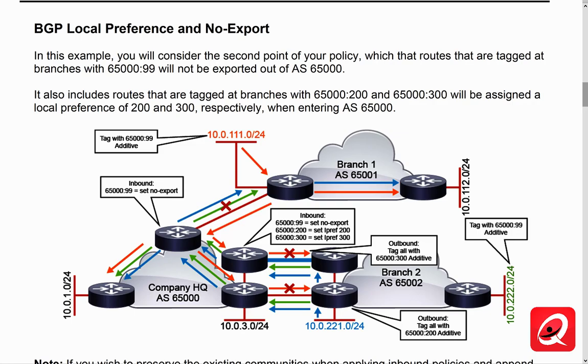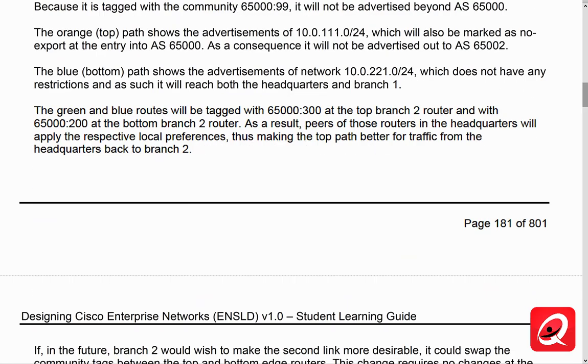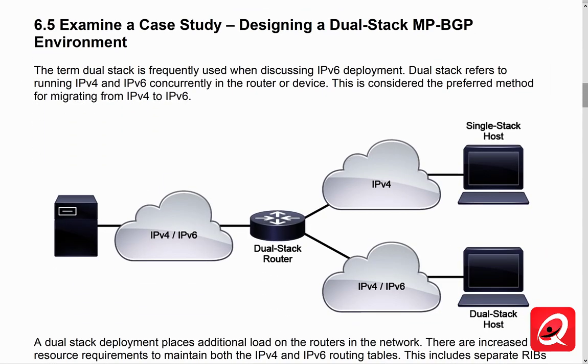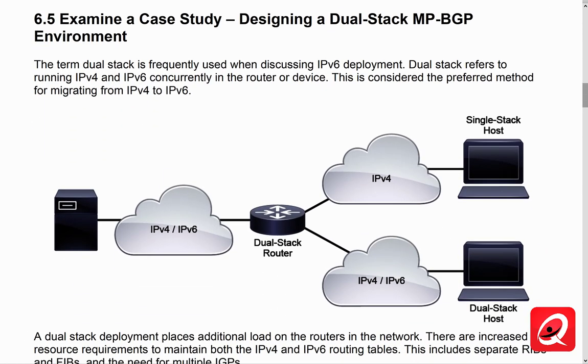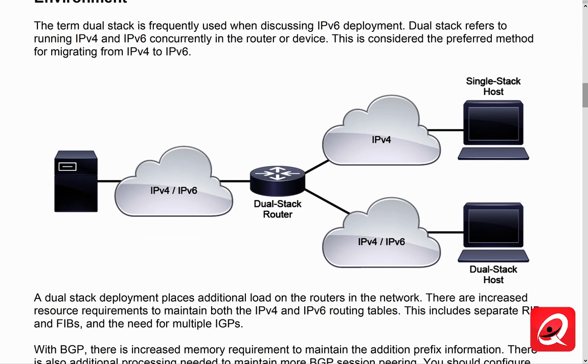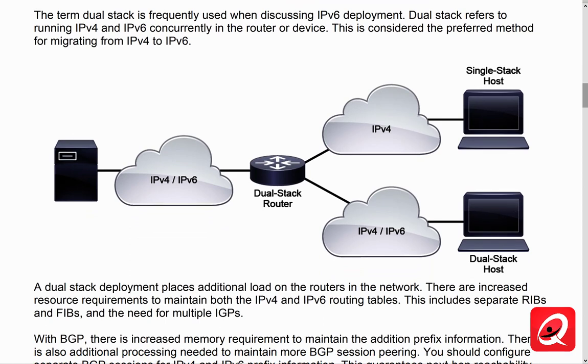Okay? All right. So let's go ahead and take a look at the final part of our section here, which is section 6.5, examining a case study designing a dual stack MP-BGP environment. Dual stack meaning that we're running both IPv4 and IPv6.